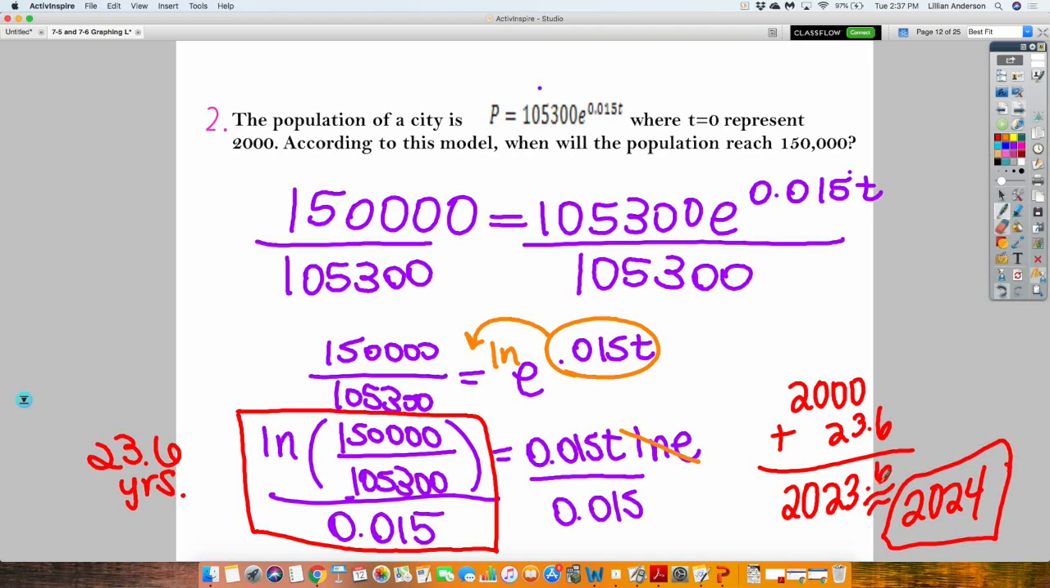Questions? That year answer is your answer because I asked you for when. Okay, so that corresponds to a particular year. All right.